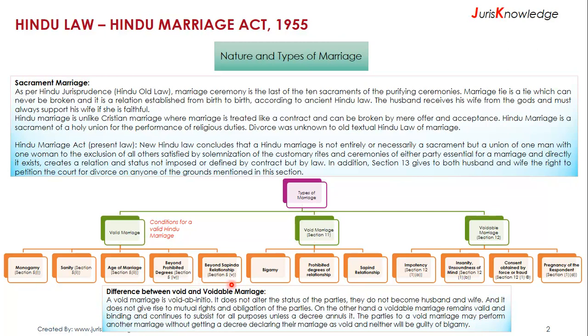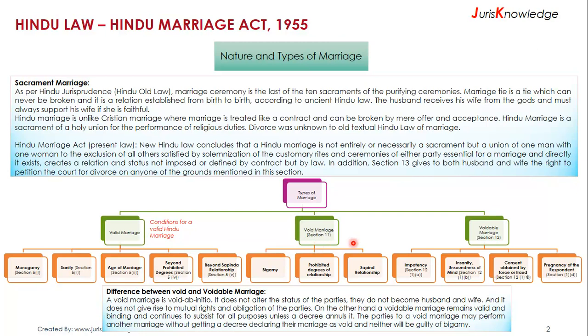The fifth condition is beyond Sapinda relationship, which is defined in section 5, clause 5. The parties to the marriage should not be treated to each other as Sapindas. A marriage between Sapindas is void. So these are the five conditions to be met before we can call a marriage a valid marriage.